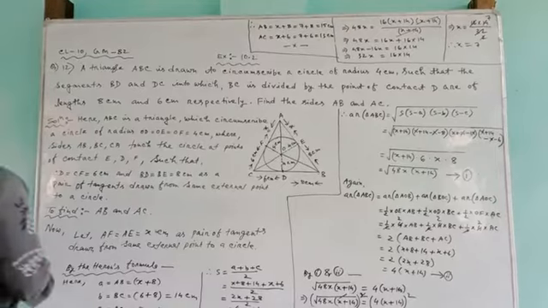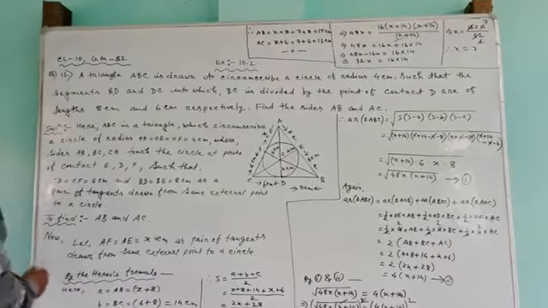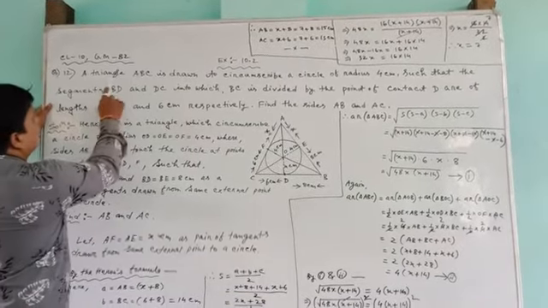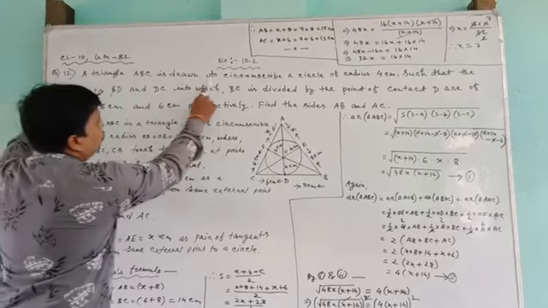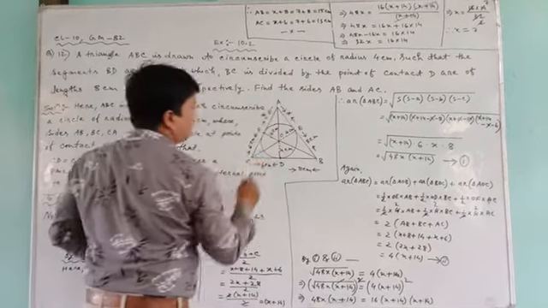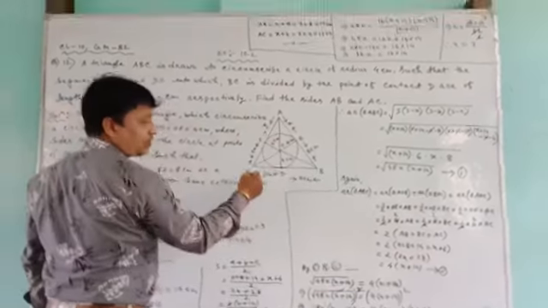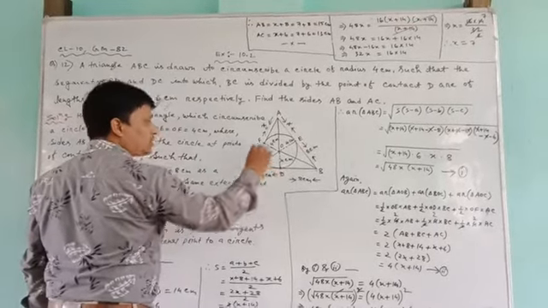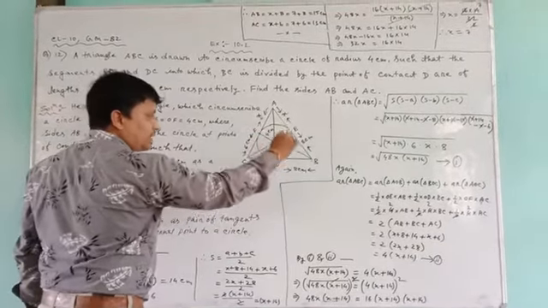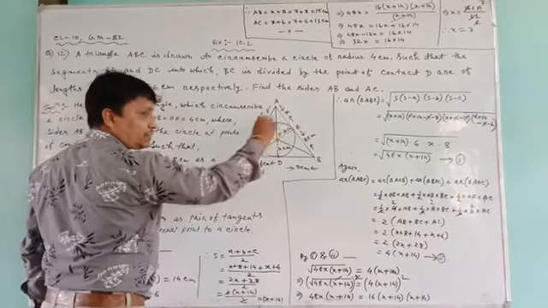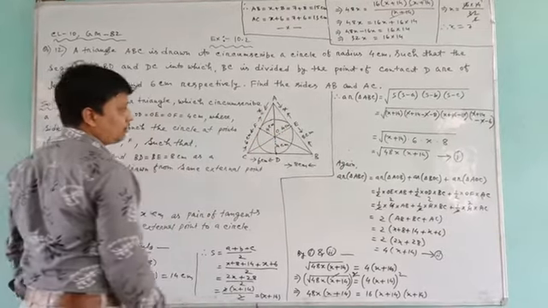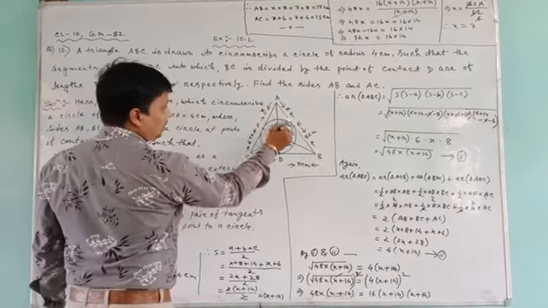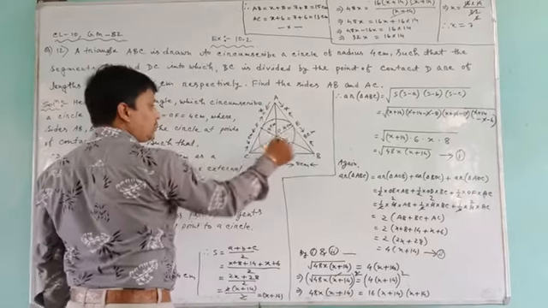Okay. So question number 12. There is written a triangle ABC is drawn to circumscribe a circle. That means ABC is the triangle which is circumscribing a circle, that means the circle is inside the triangle, and all the sides of the triangle are touching the circle at points.